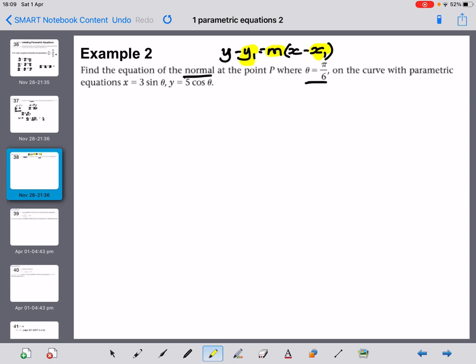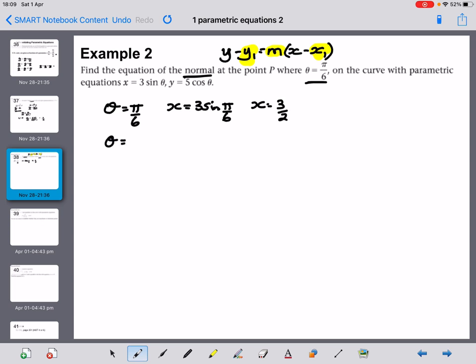Okay, so at the moment we haven't got any information other than the value of the parameter. But we can work it out. So if we say at theta equals pi on 6, then x equals 3 sine pi on 6. Sine of pi on 6 is a half, so x equals 3 halves.